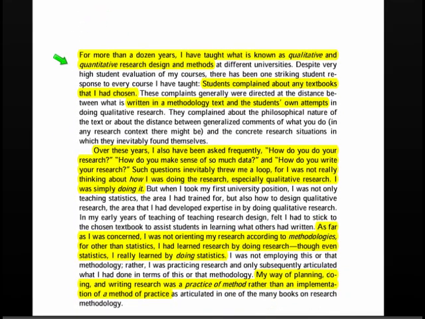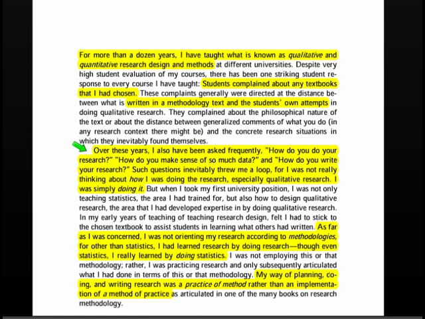So from his background, for a dozen years he'd been teaching research design and methods at a variety of places, using textbooks, and he found that his students were generally complaining about the textbooks, and the complaints were about how the books were written and the problems that the students were having in trying to apply the textbook like a recipe to their own research. And they said that the textbooks were too philosophical and too general, and they didn't help them with the concrete research situations they found themselves in.